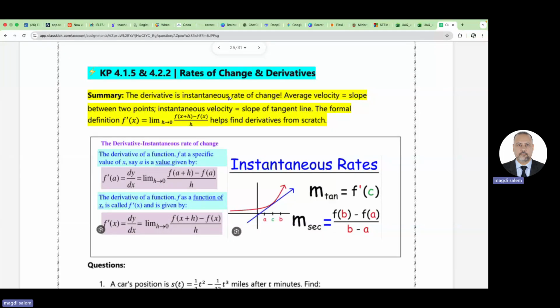Welcome grade 12 advanced. We are going to record the final revision for the term 1 exams. I'm going to start recording with topic 4, and the IPQs are 4.15, 4.22, rate of change and derivatives.